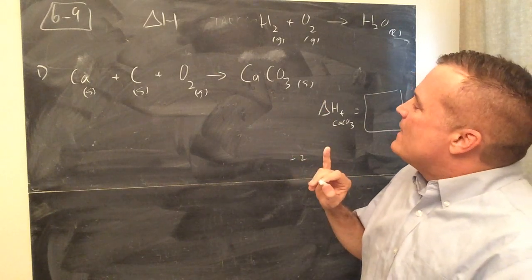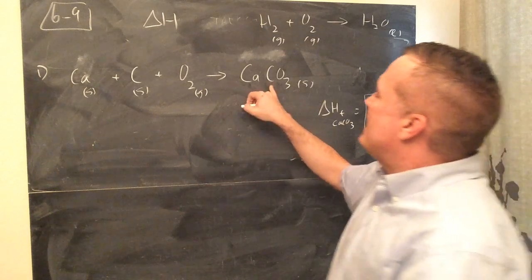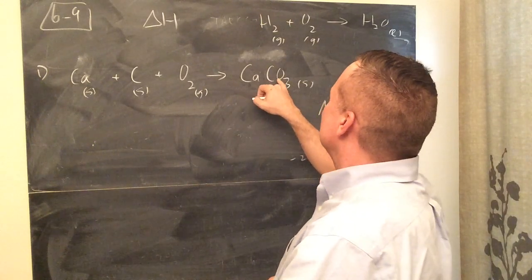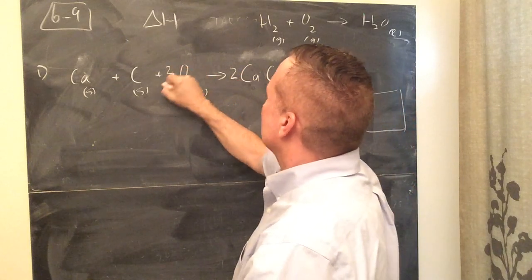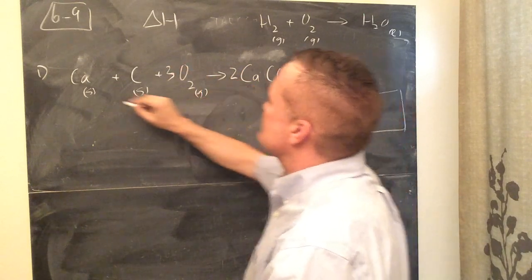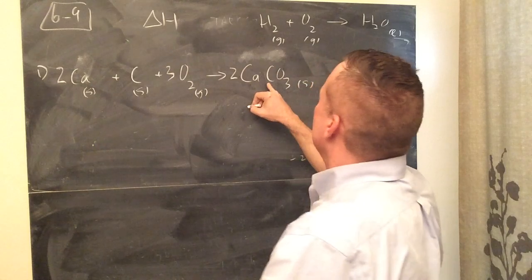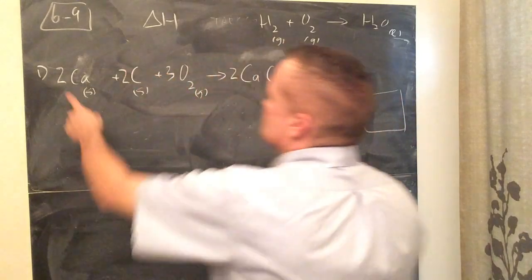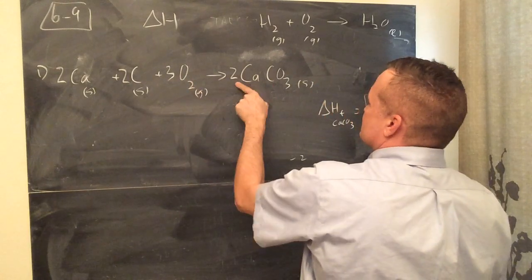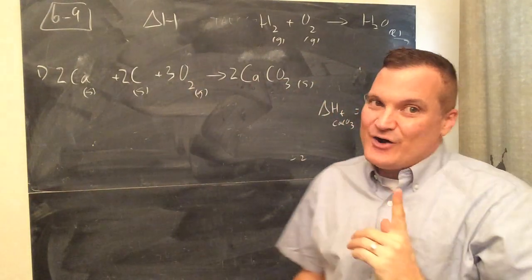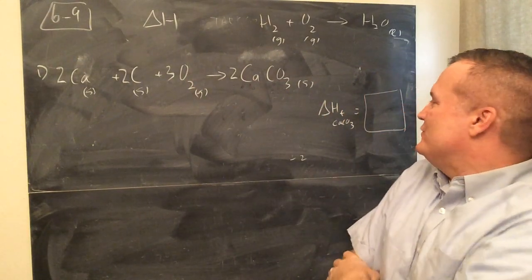All right, now, how would I balance this out? You might say, well, I need to have 3 oxygens here, so I'll put a 2. 2 times 3 is 6. 3 times 2 is 6. 2 calciums here, and I want 2 carbons. So 2 calcium, 2 calcium, 2 carbon, 2 carbon. 6 oxygens. 2 times 3 is 6 oxygens. Now, but we still are not there yet.